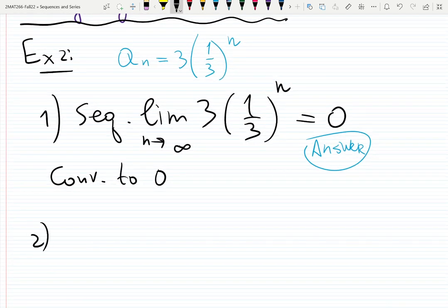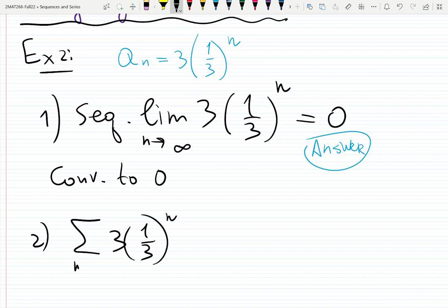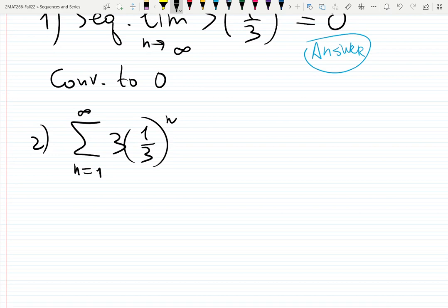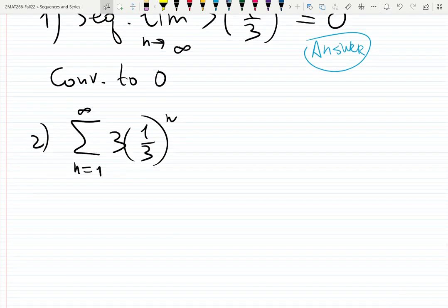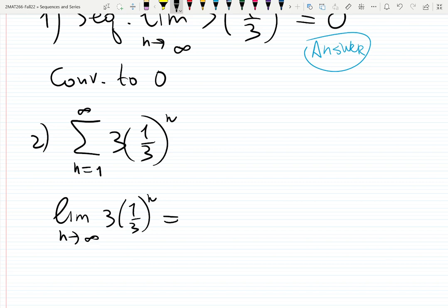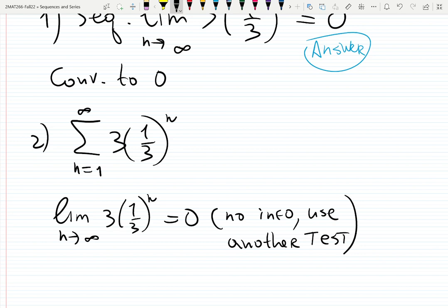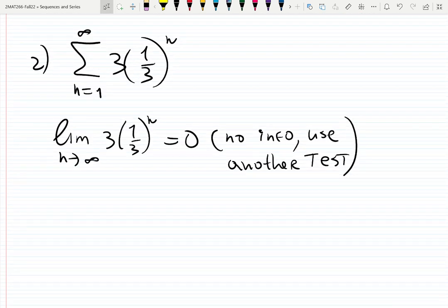The second one, though, you do overthink, because the second one is the sum of 3 times 1/3 to the n, where n goes from 1 to infinity. So you check the limit and it doesn't help you, because now the limit at infinity gives you 0. No info. Use another test. We're going to teach you more tests after the exam next week. So for now, you just know geometric series.